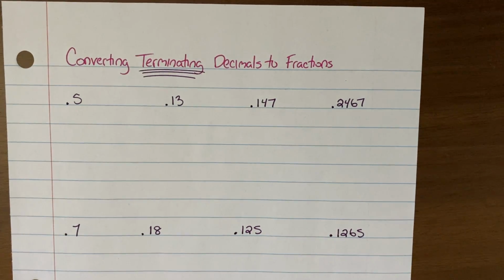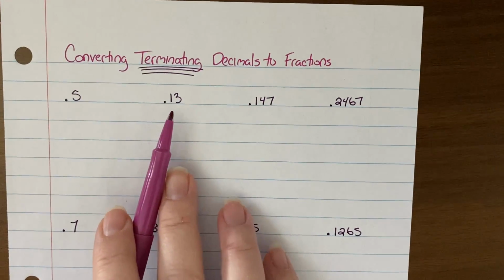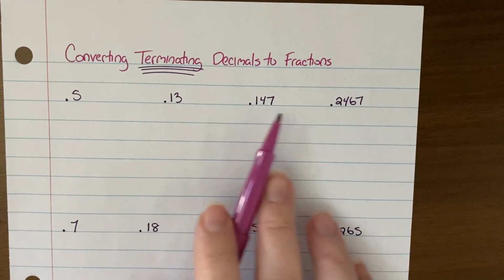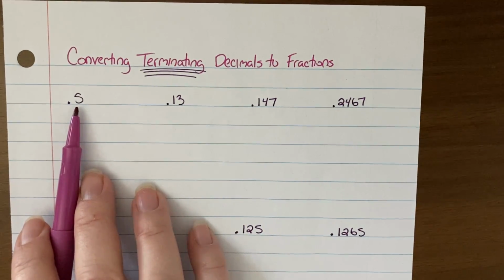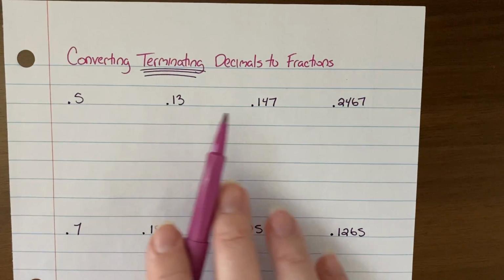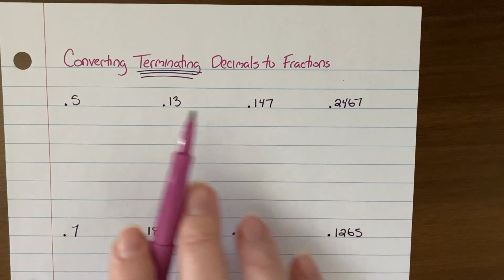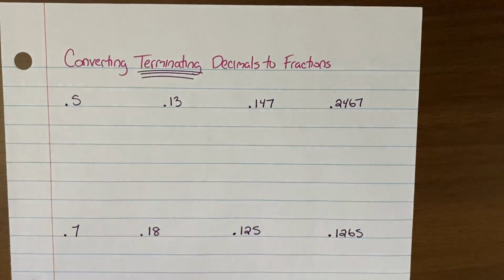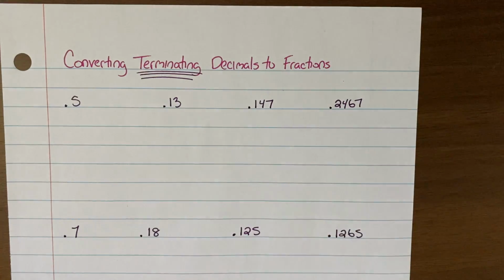And the reason that this makes this easier for us is because when we change this to a fraction, the spot that the last digit is in is going to end up being the denominator of our fraction. So you can see I have a decimal here that goes to the tenths place. This one goes to the hundredths place. This one to the thousandths place, and this one to the 10,000ths place. And I'm just going to take the decimal, that's going to become my numerator without the decimal point, and the place value of the last number is going to be the denominator.